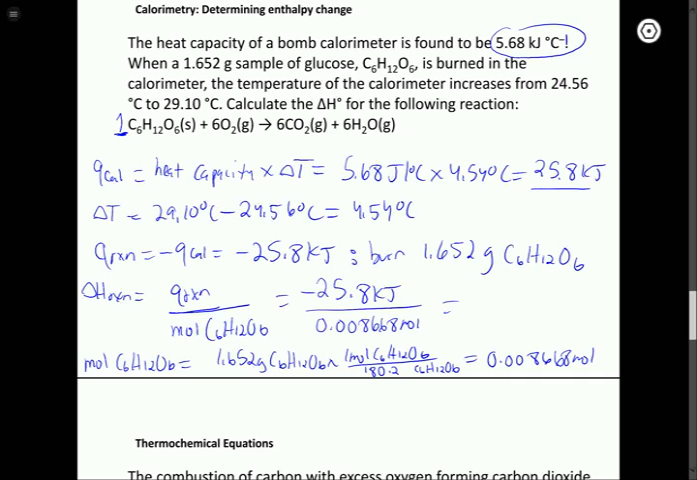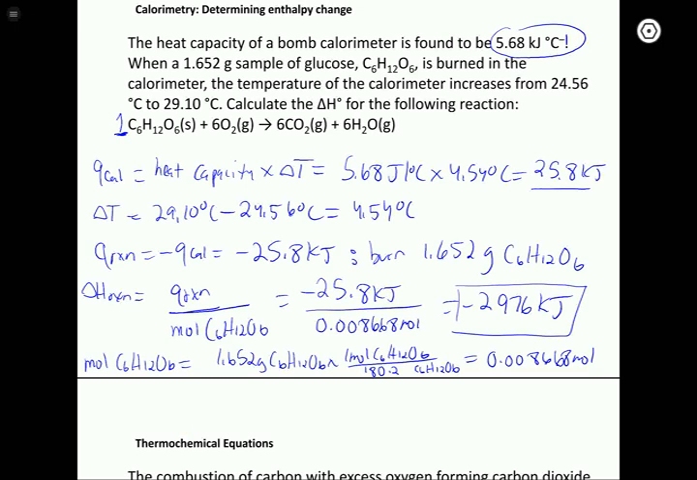the heat for this reaction per mole of glucose is 2976 kilojoules. Alright, so this is the amount of heat that would be released. It should be a negative number because it's an exothermic reaction. So our delta H for the reaction is minus 2976 kilojoules, and that represents the amount of heat released when 1 mole of glucose burns.